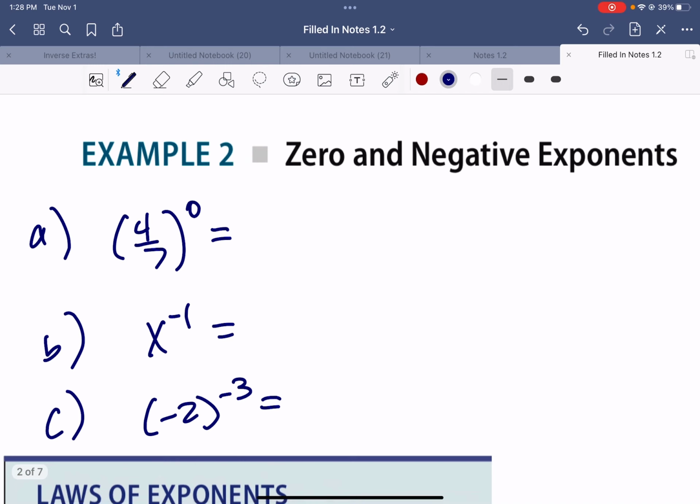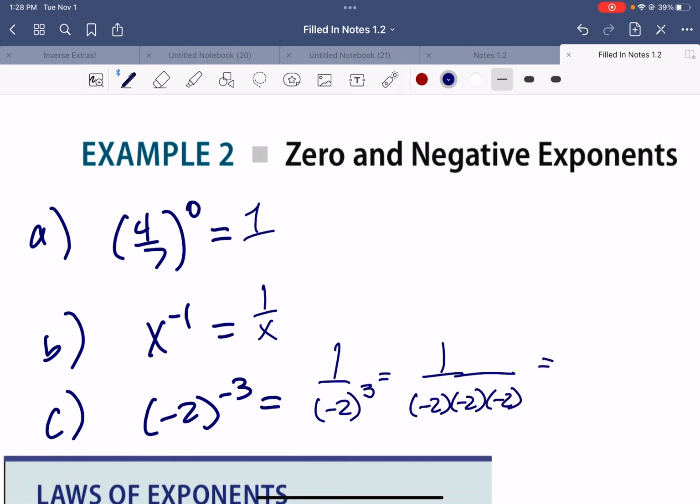So 4/7 to the 0th power is 1. X to the negative 1 is 1/x. But then here, -2 to the negative third is 1 over that stuff to the third. But you know that that's just -2 times -2 times -2. So it's 1/8.